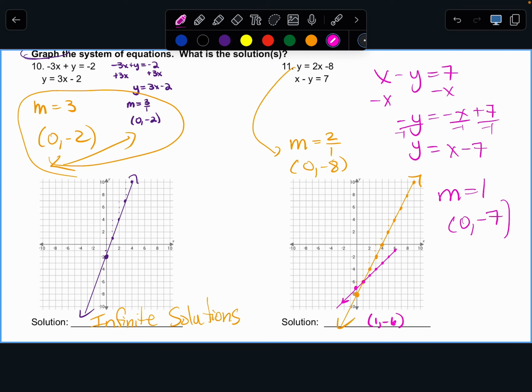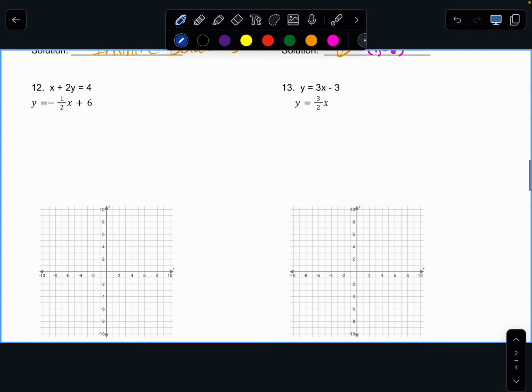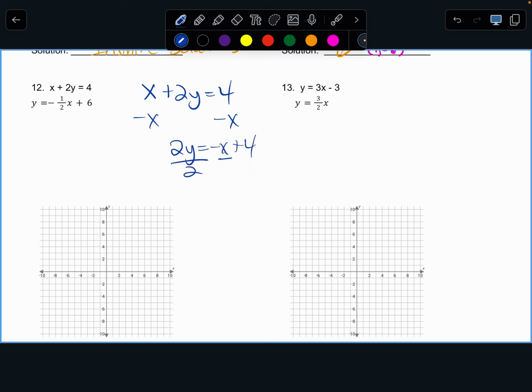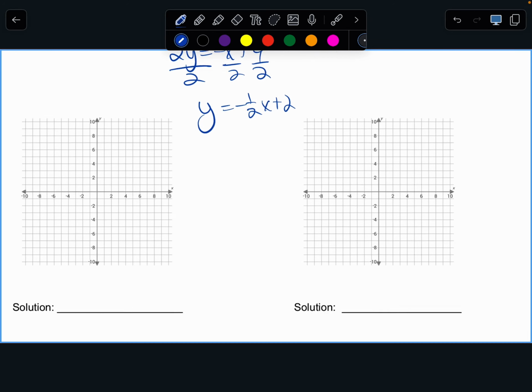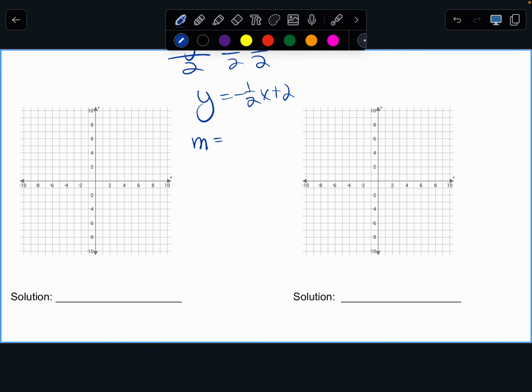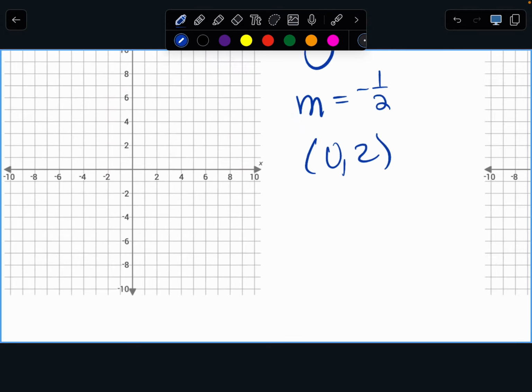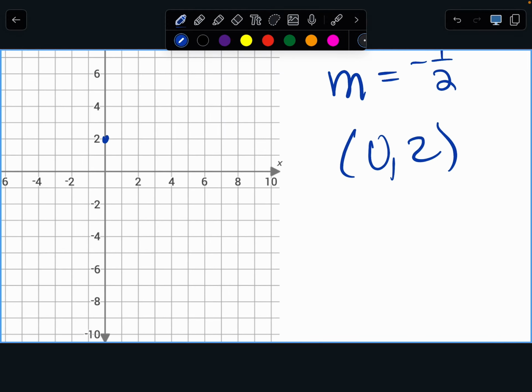Okay. Then I'm going to go to my next one, right here. Again, this is not solved for y. So first thing I need to do is solve it for y. 2y equals negative x plus 4. Divide everything by 2 and get y equals negative 1/2 x plus 2. So my slope is negative 1/2. My y-intercept is 2.